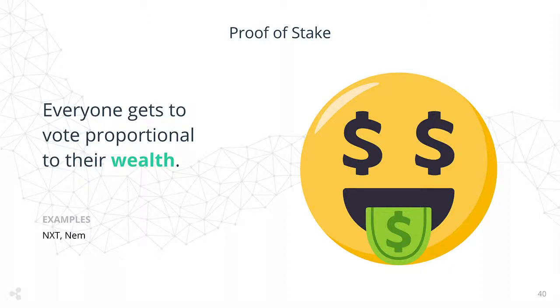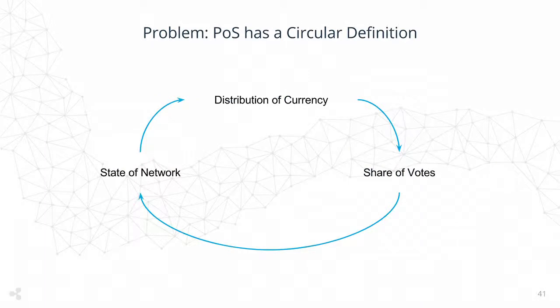The next model that's been proposed is proof of stake, and this was proposed in part to address some of the previous concerns, namely, we want to be able to have the people that are actually participating in the network vote, and then also we want to have them vote without having to do all this energy-wasting work first. And so the main criticism that people have raised for proof of stake is the fact that it has sort of a circular definition.